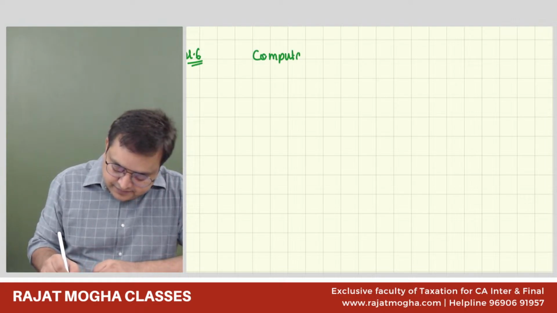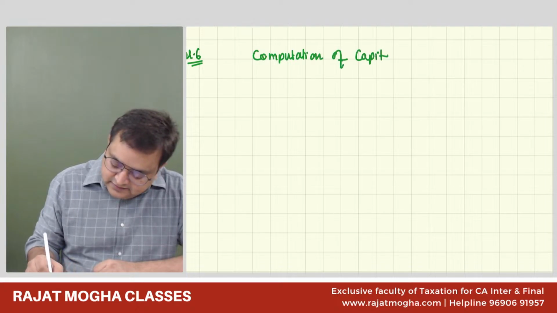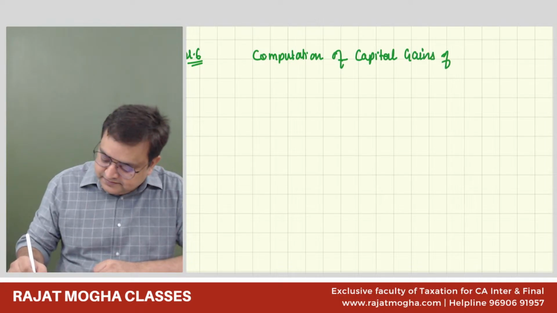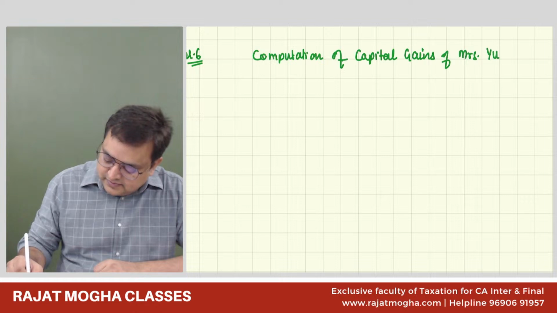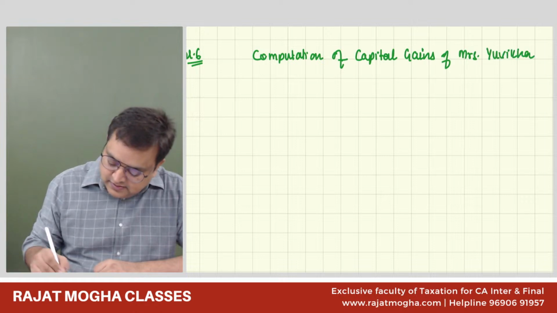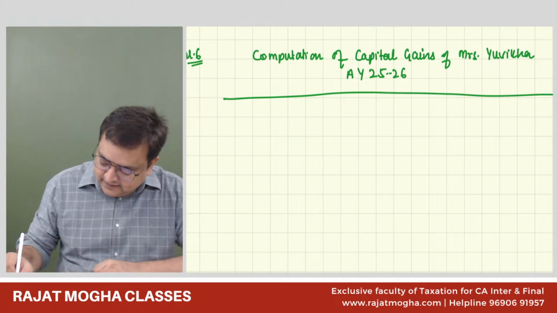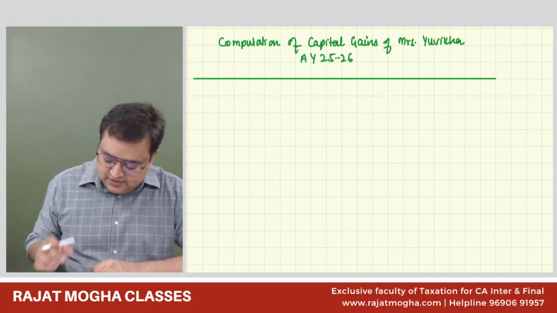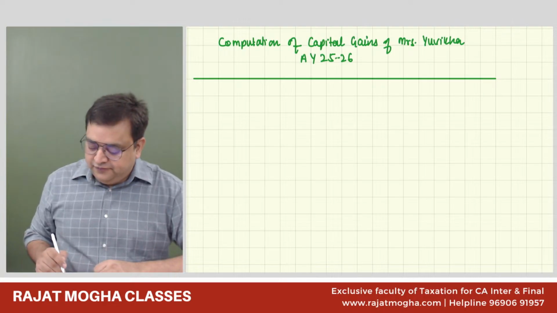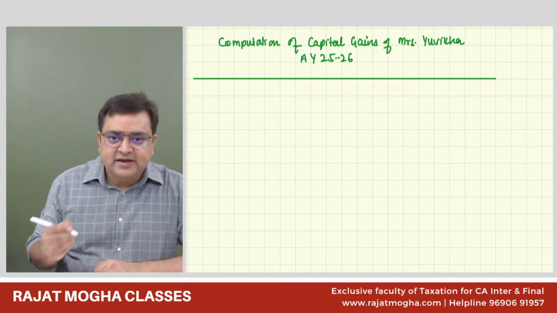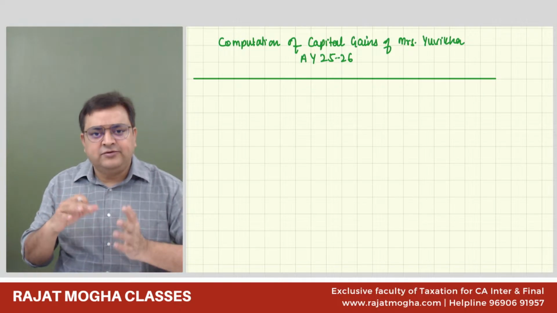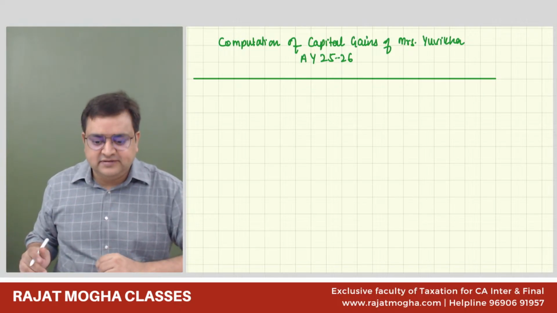Computation of capital gains of Mrs. Yuvika. This is assessment year 25-26. Now, the full value of consideration is what we are selling. We are selling a residential house now. Earlier it was land, then we constructed a building also. Now it is a residential house.